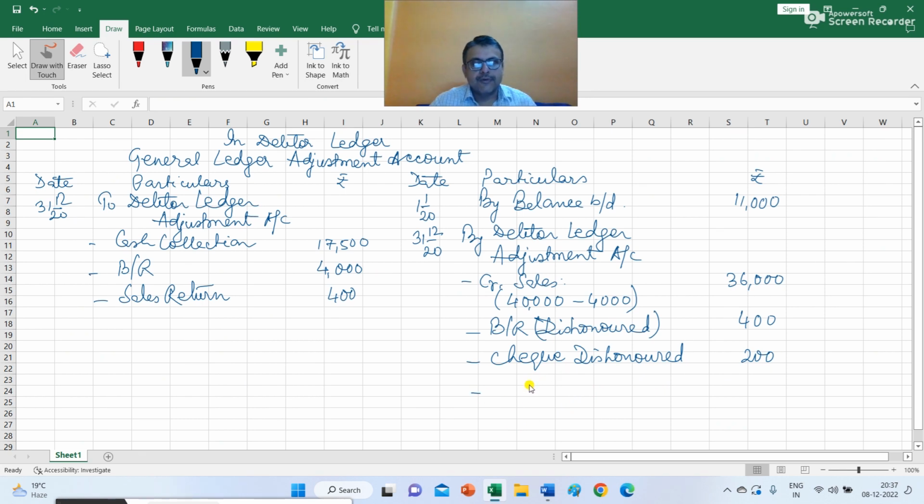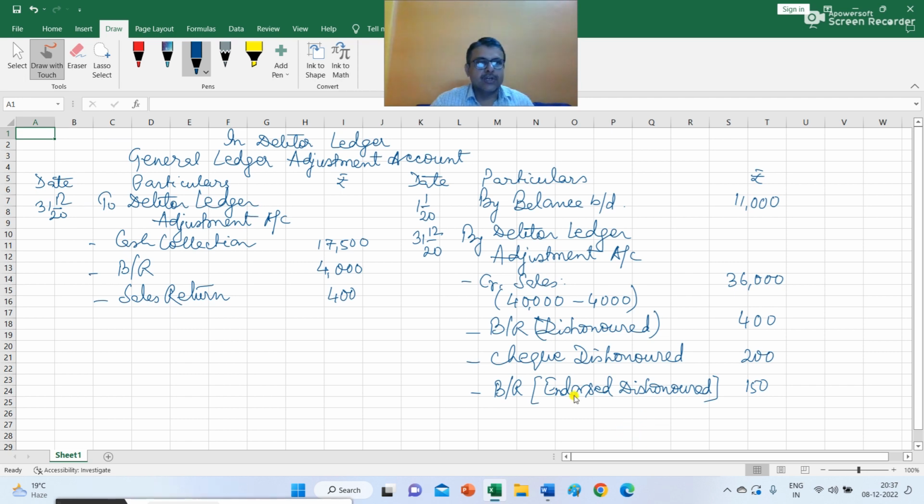Next is bills receivable endorsed dishonored, rupees 150. The amount of bills endorsed was rupees 700, and out of that, 150 got dishonored. So your creditor balance will increase as well as the debtor balance, and I have to give effect to the bill dishonored. So I write here bills receivable endorsed dishonored, and the amount is 150. Next is bills receivable discounted. I am not going to record this transaction. We have to ignore it.